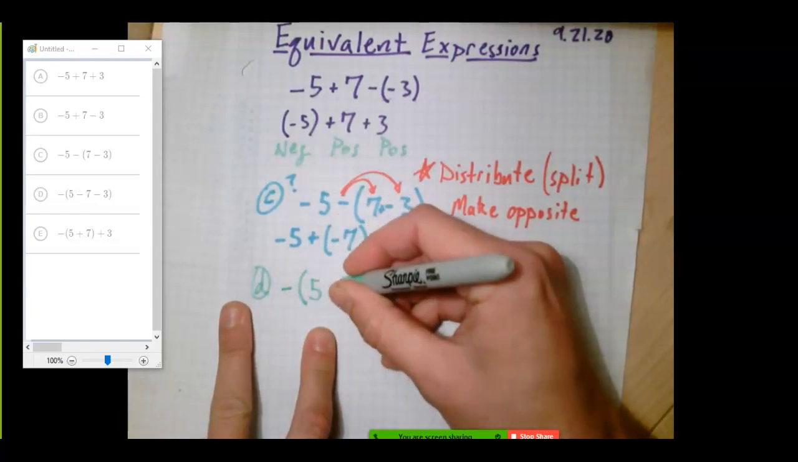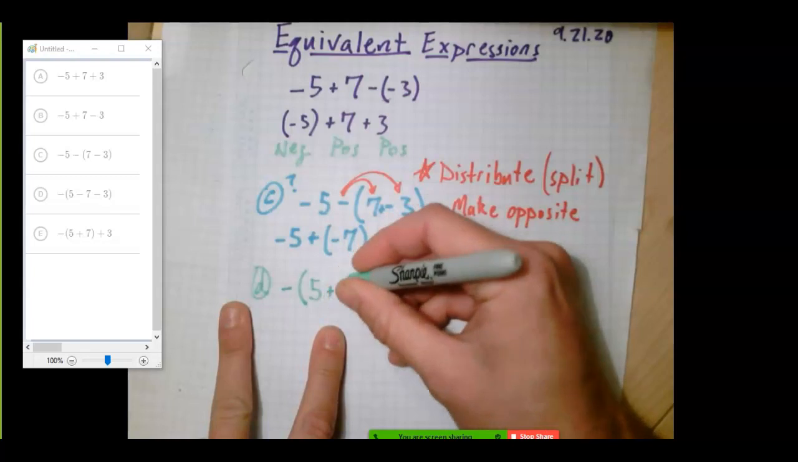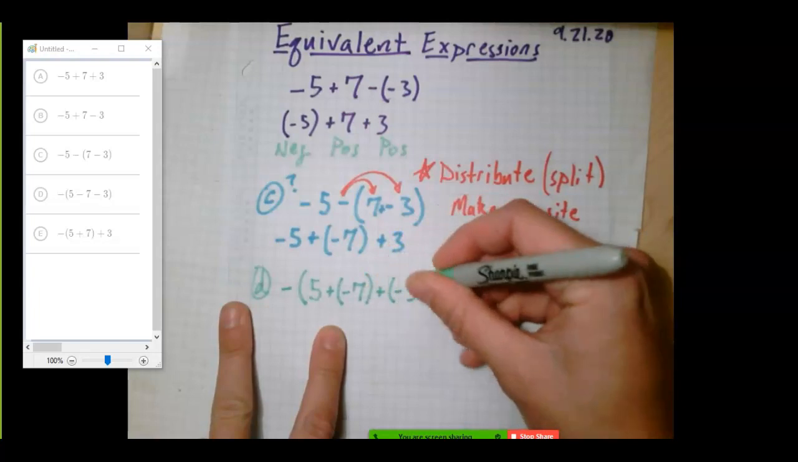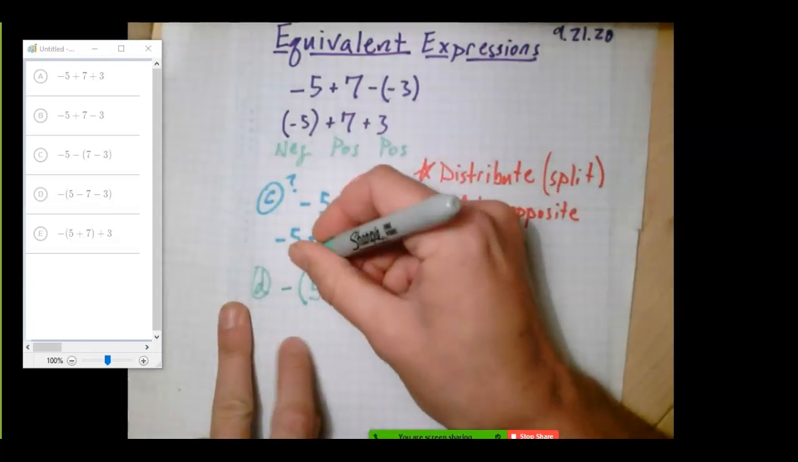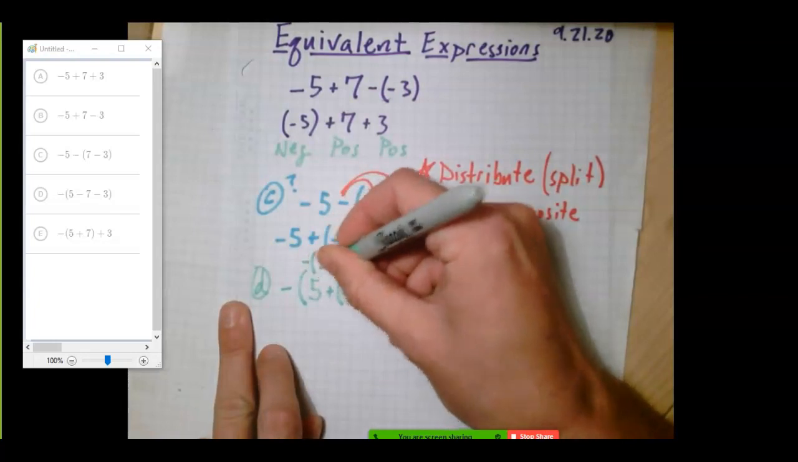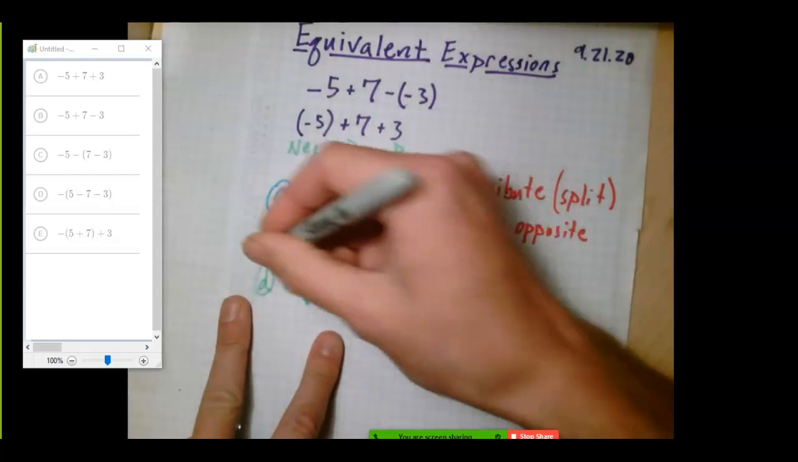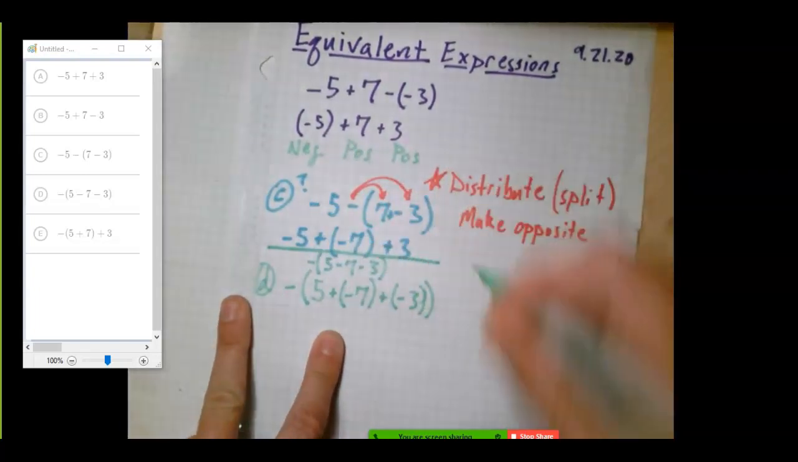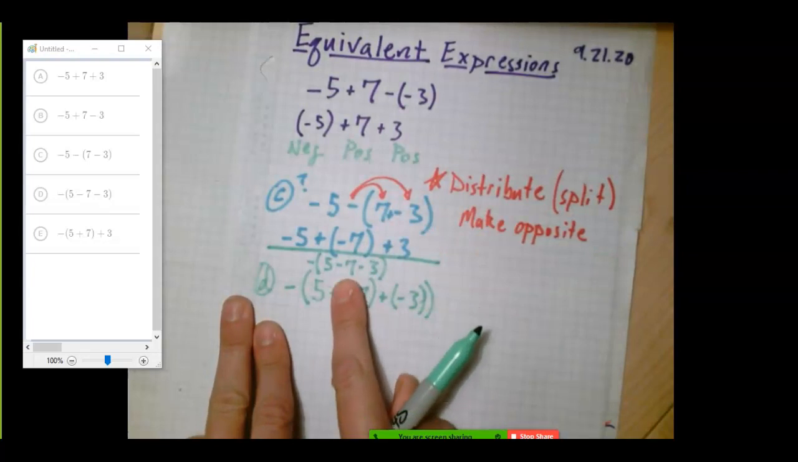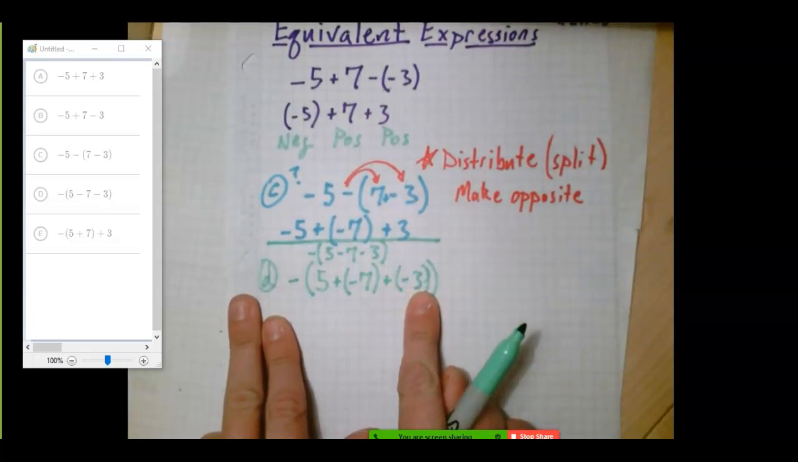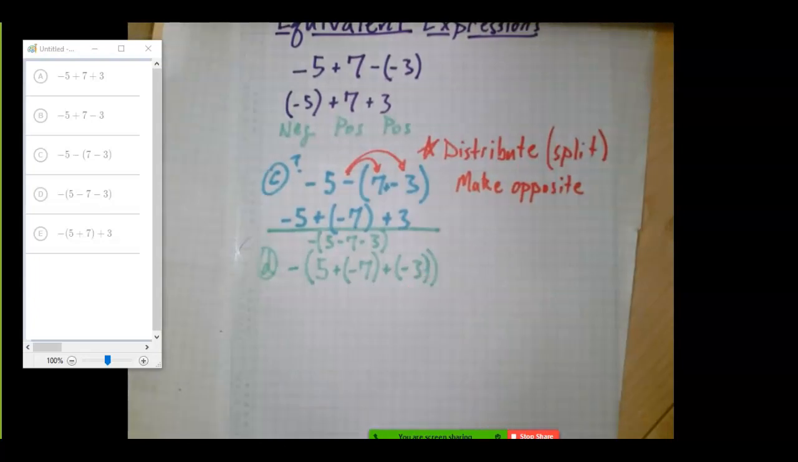-5, I'm going to go ahead and rewrite D and say plus -7 plus -3. So D had said -5 minus 7 minus 3. And instead of minuses, I wrote plus negatives, right? So instead of -7, I wrote plus -7. Instead of -3, I wrote plus -3. Is anyone confused on why I wrote D the way I did?